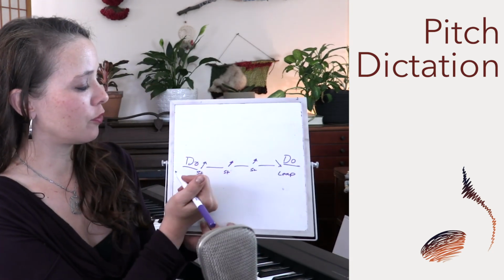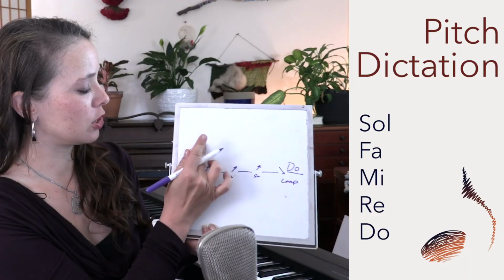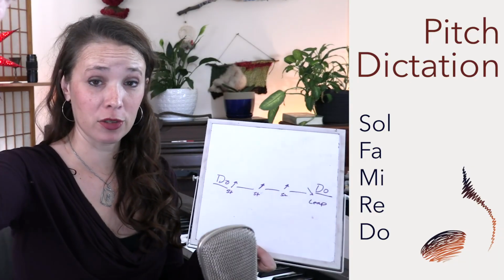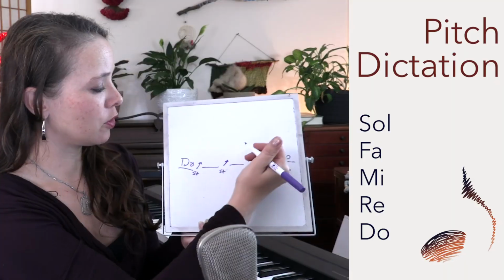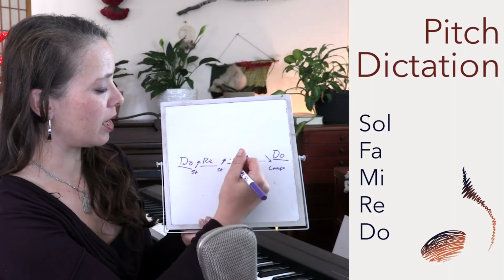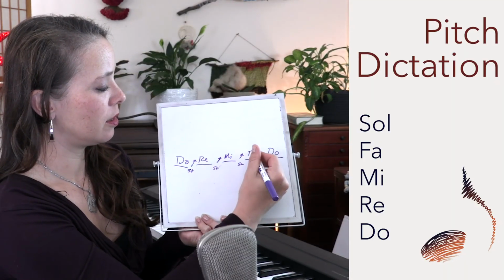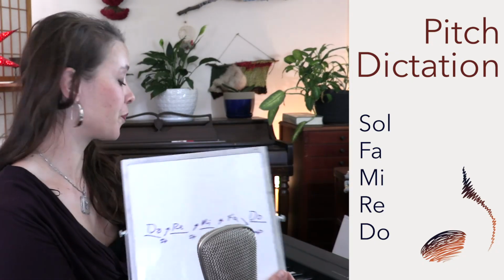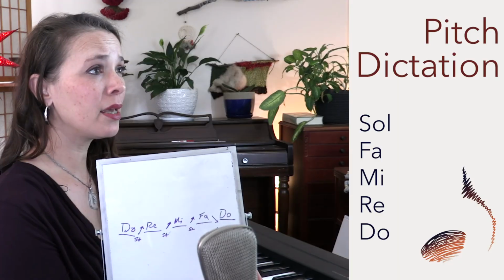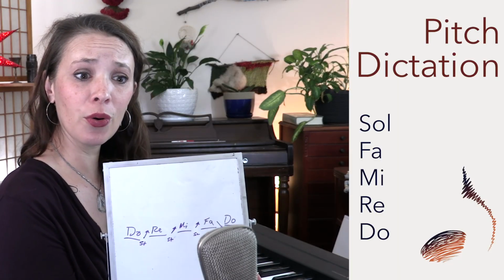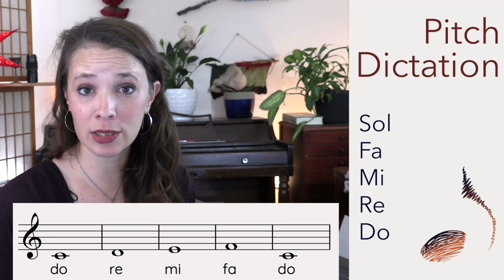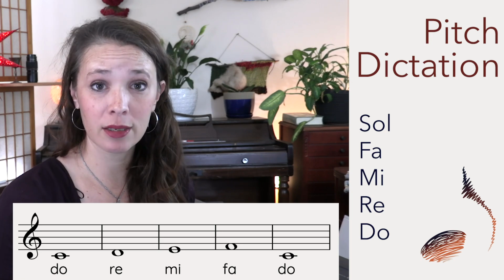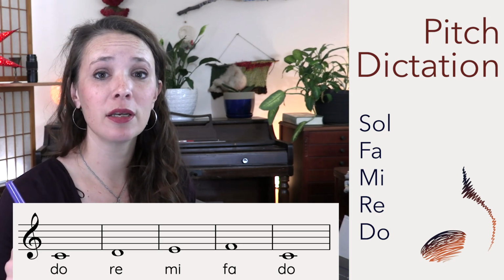So if we remember our solfege ladder, do, re, mi, fa, sol, we're going to go up the solfege ladder, do, re, mi, fa, and then leap back down to do. So let's sing that. Do, re, mi, fa, do. Okay, so let's translate that into pitches on the staff. So if we're in C major, we start on C, D is re, E is mi, F is fa, and C is do.